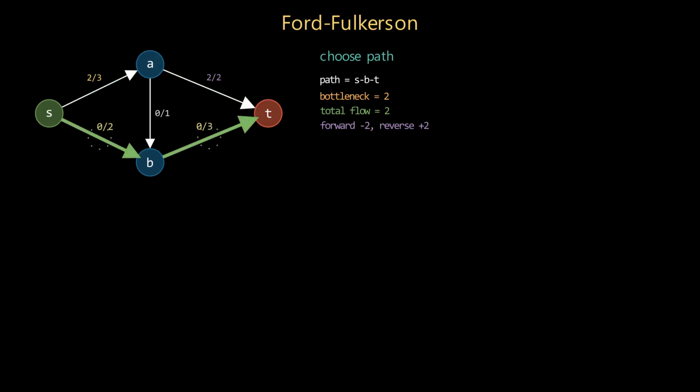Choose another augmenting path. On S to B to T, the bottleneck is 2, so total flow becomes 4. One last path remains, S to A to B to T. Its bottleneck is 1, bringing total flow to 5. Now no positive capacity path can reach T from S, so Ford-Fulkerson stops.